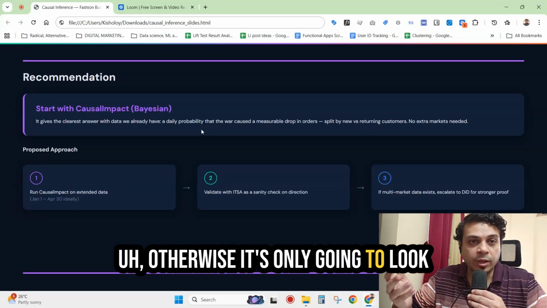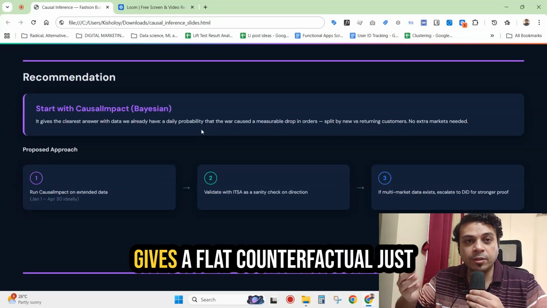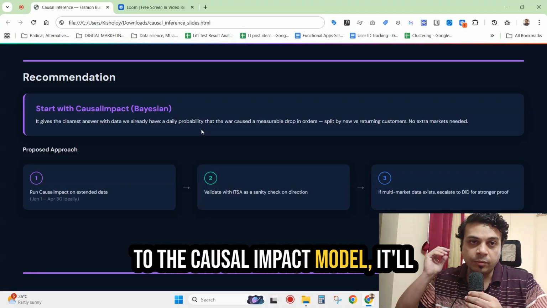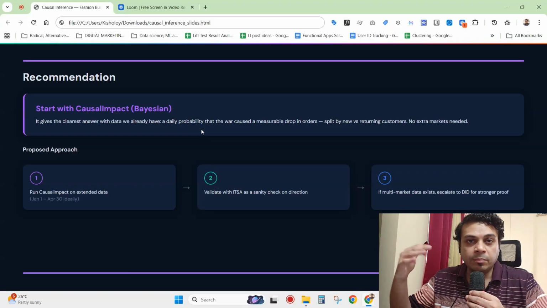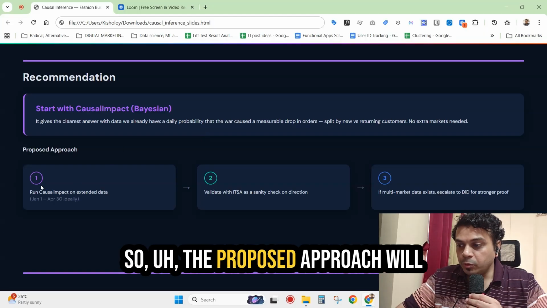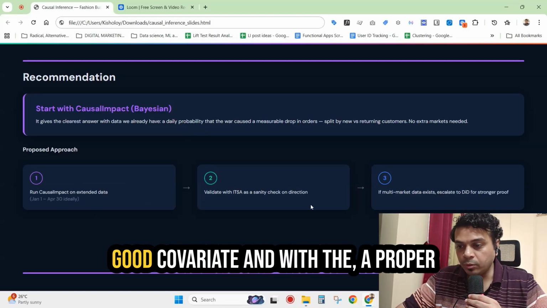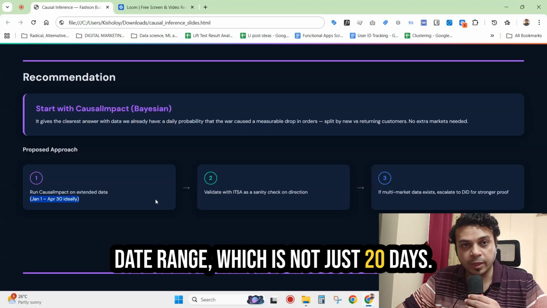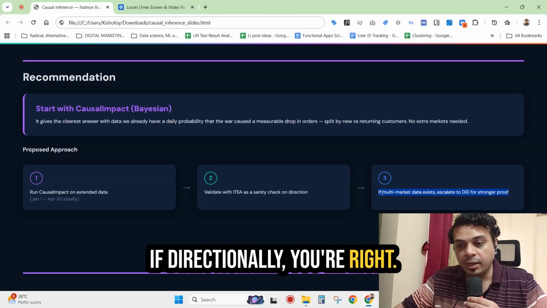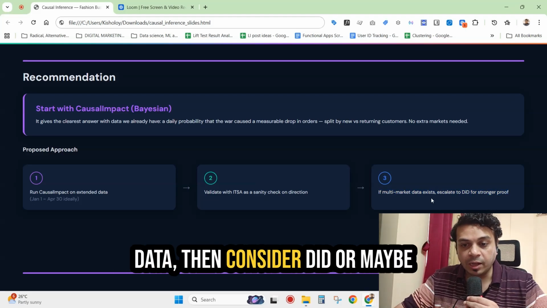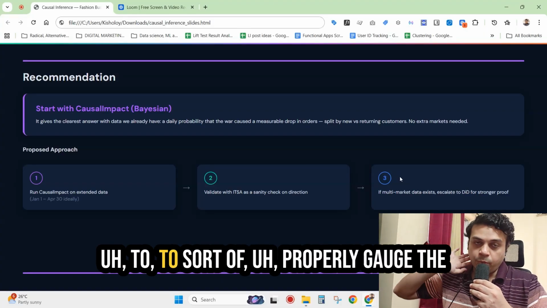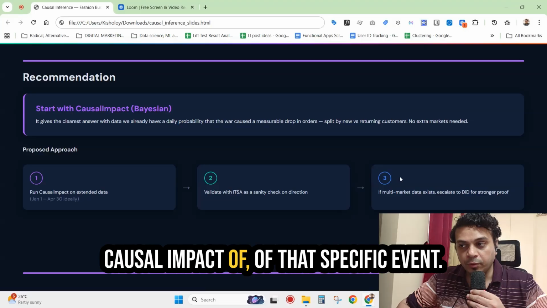Otherwise it's only going to look at historical data, and that often gives a flat counterfactual. Just as a pro tip, if you don't give any covariates to the causal impact model, it will give you a flat counterfactual, which means that it's not going to understand any possible variation in the future. So the proposed approach therefore: start there, hopefully with some good covariates and with a proper date range, which is not just 20 days, and then validate with ITS as a sanity check on the direction, if directionally you're right. And then if you do have multi-market data, then consider DID or maybe even synthetic controls. So this can be your workflow to properly gauge the causal impact of that specific event.